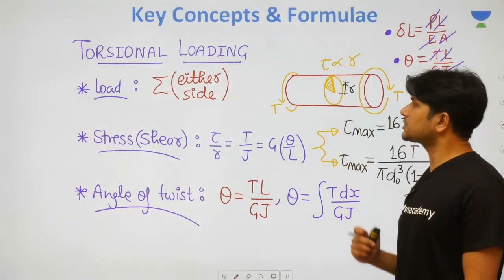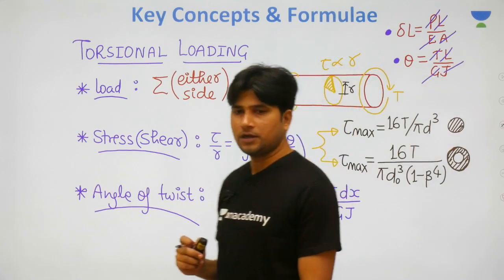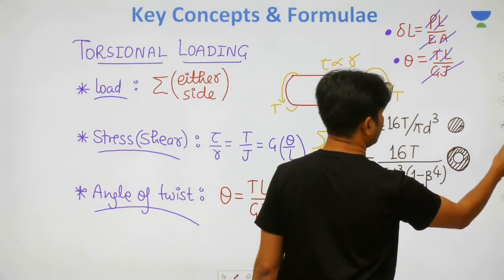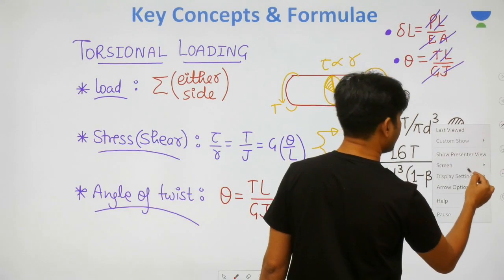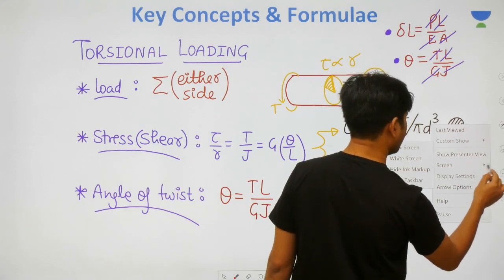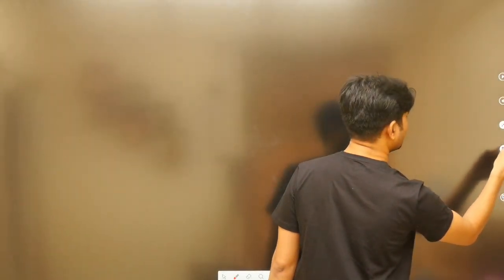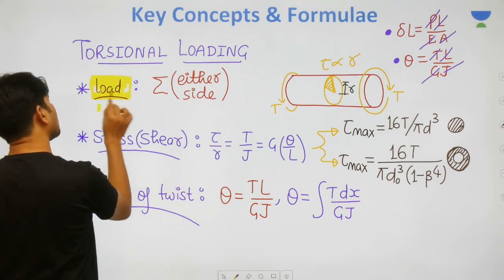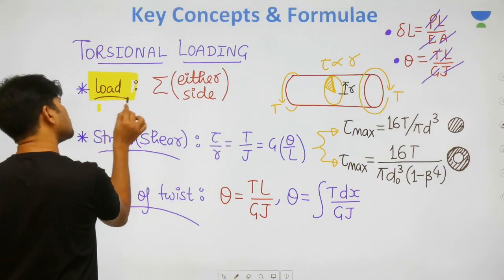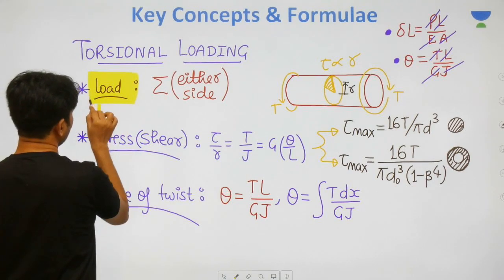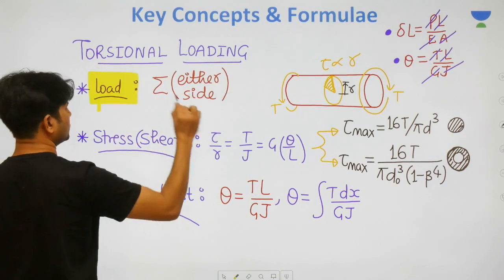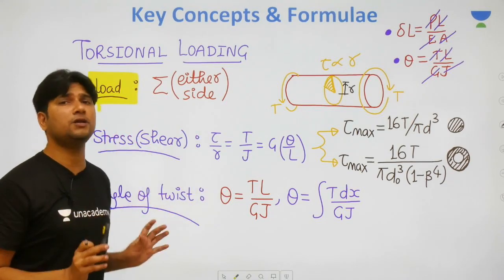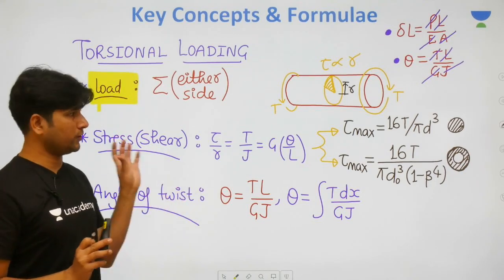Now let us talk about our topic. Our topic is torsional loading. I told you that there are 3-4 things that you will have to keep in mind. Number one, the load. How do you calculate the load? If you have attended my previous session and my axial loading session, I told you that load must be calculated from either side. Wherever you are calculating the load, you look either at the left side or at the right side, and from any one given side, you sum up every single thing.